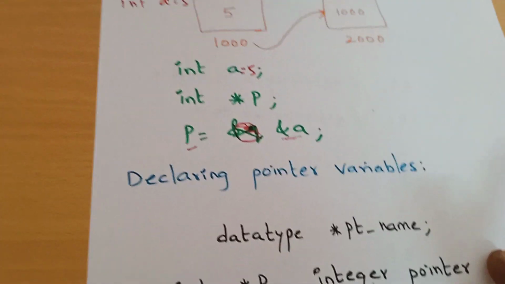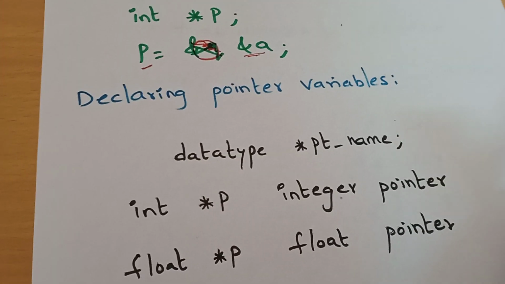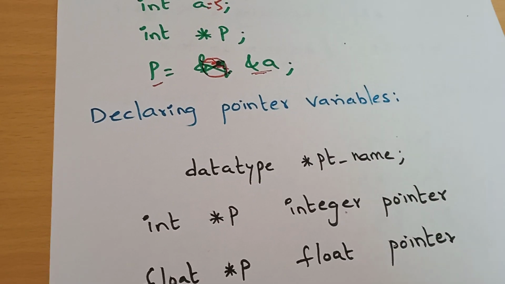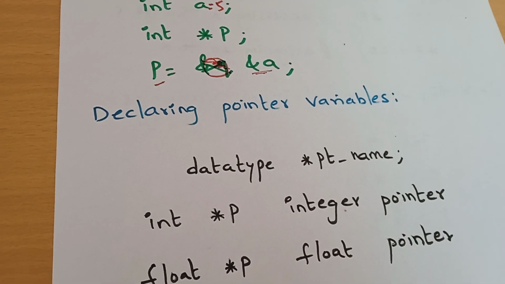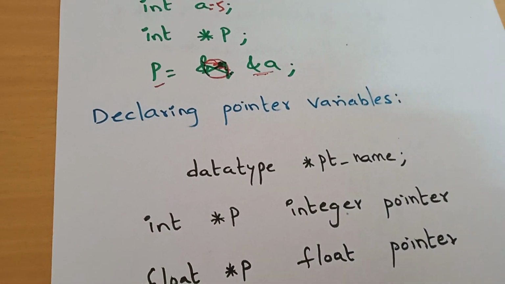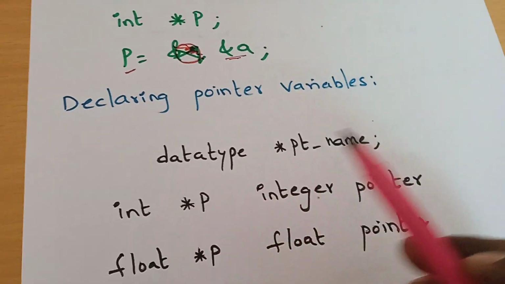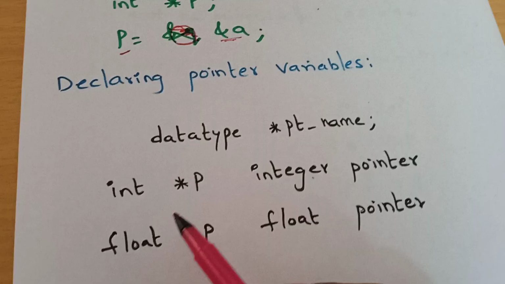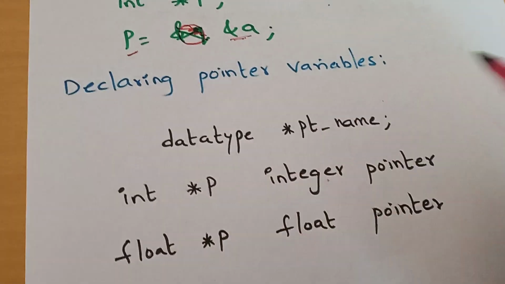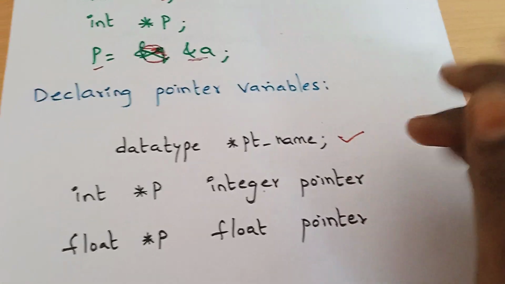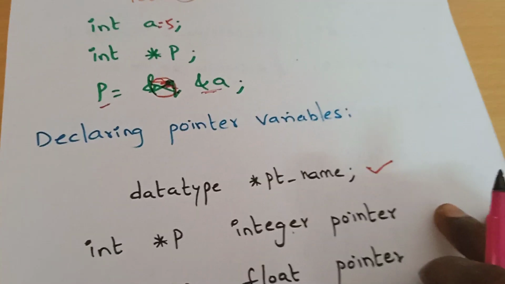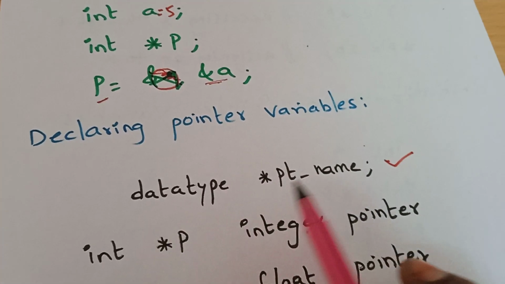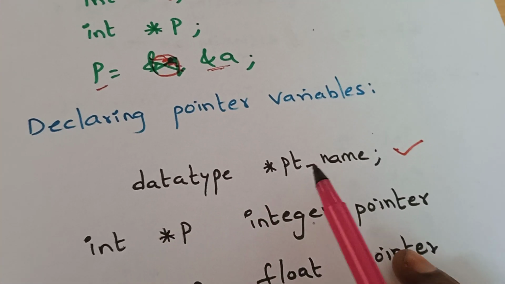Now let's see how to declare a pointer variable in the program. The syntax is: data type, star, pointer name. This is my variable name. Now, int *p, this is the syntax of declaration. If I want to declare any pointer variable, I should follow this syntax, that is, data type and pointer name.